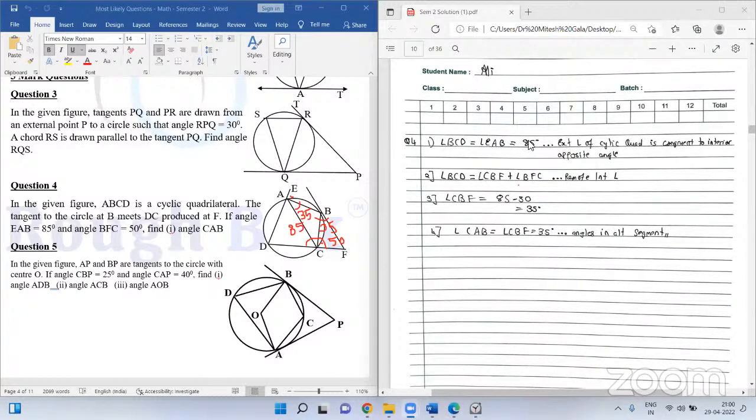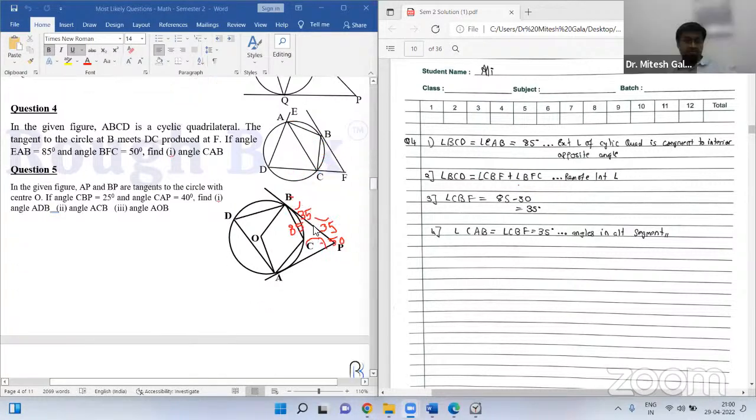So let's look at the solution. So it's 35. This is 85, exterior angle of a cyclic quadrilateral equals the interior opposite angle. This one is 50. So you'll get this 35 by the remote interior angle. And then this 35 equals this 35 by angles in alternate segments. Got it, everybody?